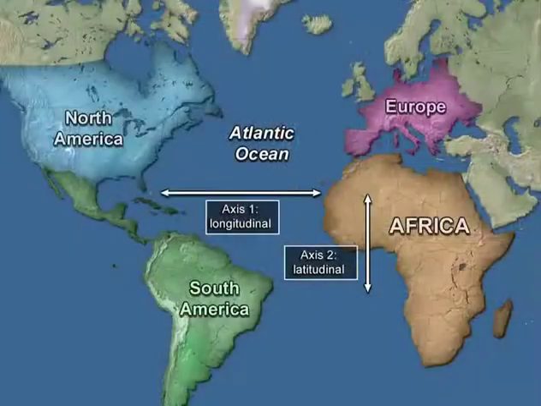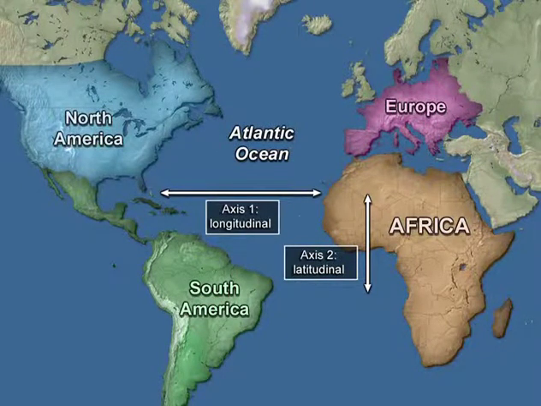And I suggest we keep two axes in mind when I talk about the distance between a given population and, if you like, the home area, or the original home, of a particular disease. One would be longitudinal, if you're looking at the map, in other words, horizontal across. For instance, the divide between the Old World and the New, the Atlantic Ocean.